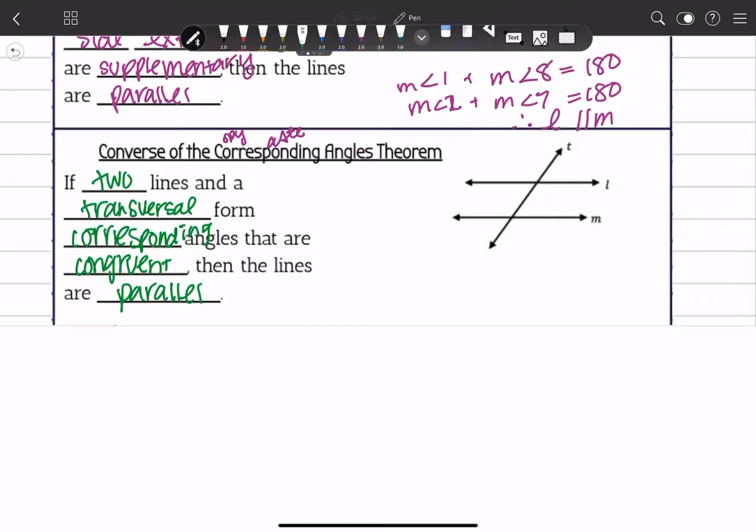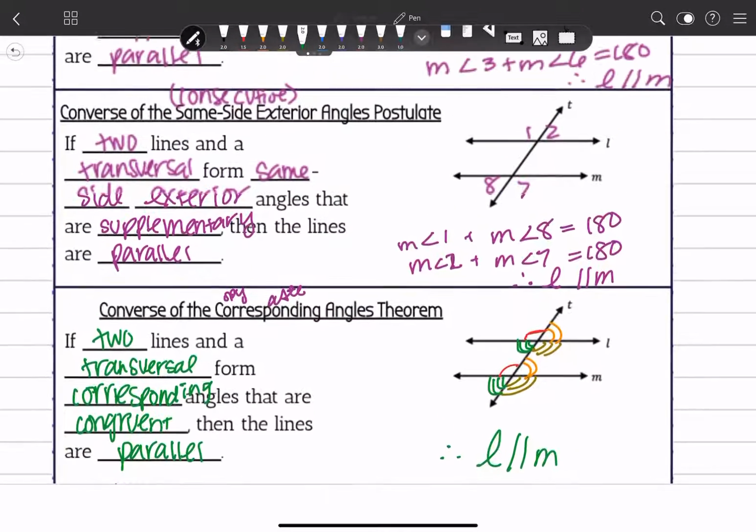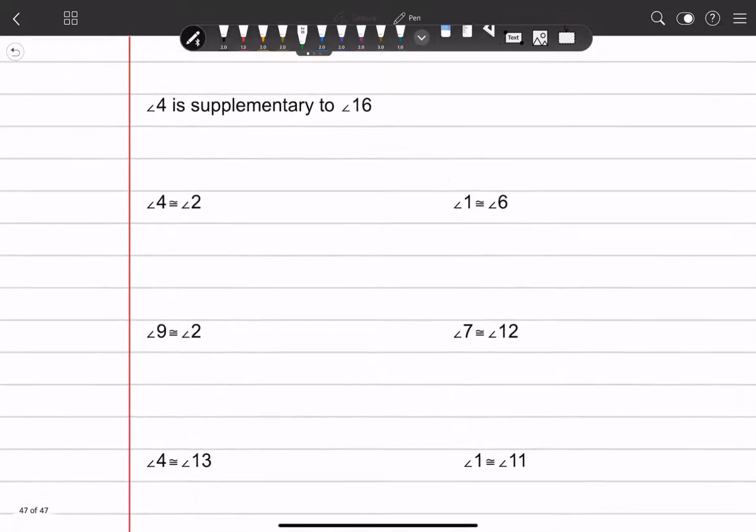So they tell us that this angle is congruent. This is another angle pair. We've got a third angle pair and a fourth angle pair. Then you can say line L is parallel to line M. So let's go ahead and work on some examples here.